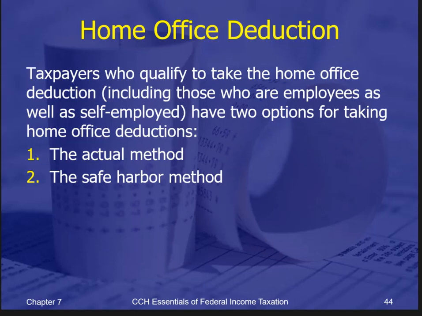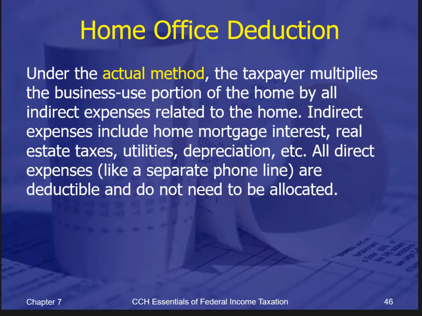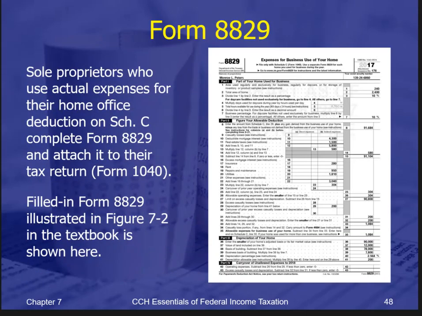So you can either use the actual method, which is recommended and is going to give you a bigger expense, or a safe harbor method, which makes your life really simple. Actual method, you figure out what percentage of your home you use for business. Any direct expense, like a second phone line, don't have to be allocated, but everything else is going to get allocated based on square footage. Okay, so we're going to look at the Form 8829 because the 2106 was last chapter.